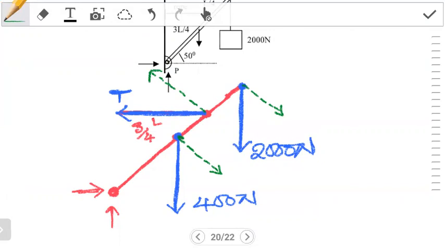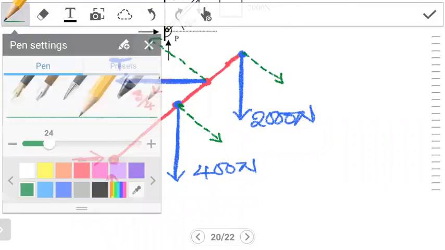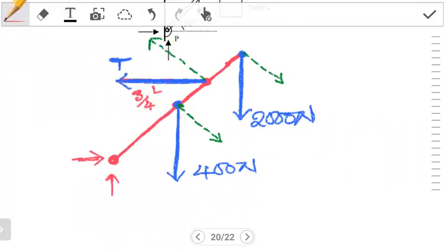So the next step is identifying the angles. What are the angles that we have to work with? The question does give us this angle. This angle is given as 50. So you shouldn't have trouble remembering that this angle here is also 50, and this angle here is also 50. Now the next part: what angle are we going to use to get this component?